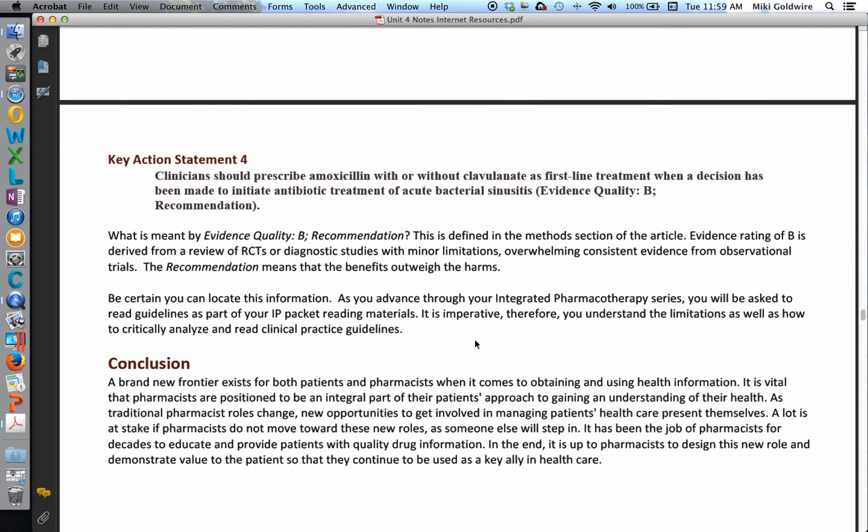So be certain you can locate how the authors define the quality of evidence. And as you advance through your school, you will be asked to read guidelines as part of your coursework. And it's imperative, therefore, that you understand the limitations as well as know how to critically analyze these guidelines. In conclusion, it's very important for you to know the sources of information available to you through the internet, and also be able to efficiently gather information about clinical practice guidelines.